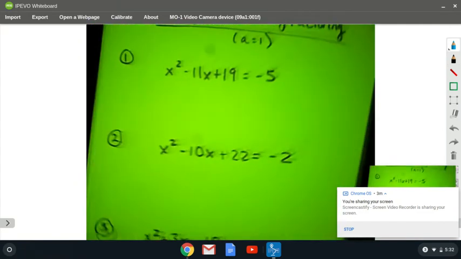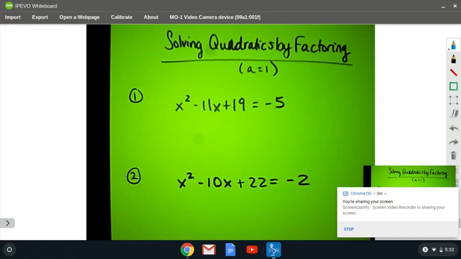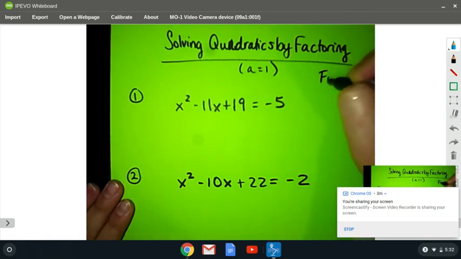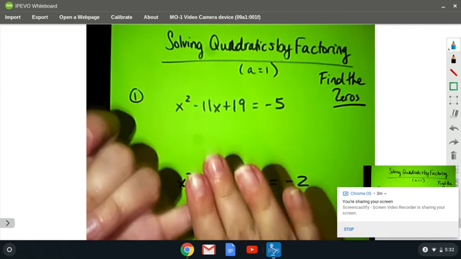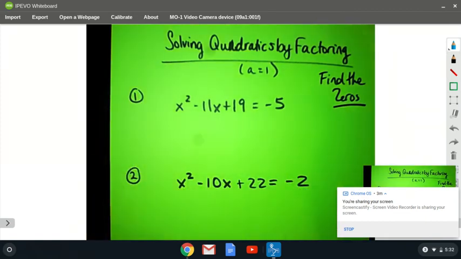Okay, now let's amp it up a little bit, and now we're going to actually solve equations, solve quadratics by factoring. What we do when we solve quadratics is we find the zeros. Other names for zeros are roots, solutions, x-intercepts, okay? So all of those mean the same thing. We're finding the solutions here, finding the zeros, finding the x-intercepts.